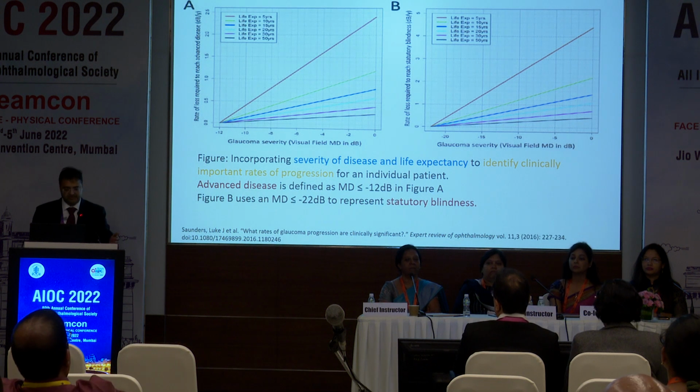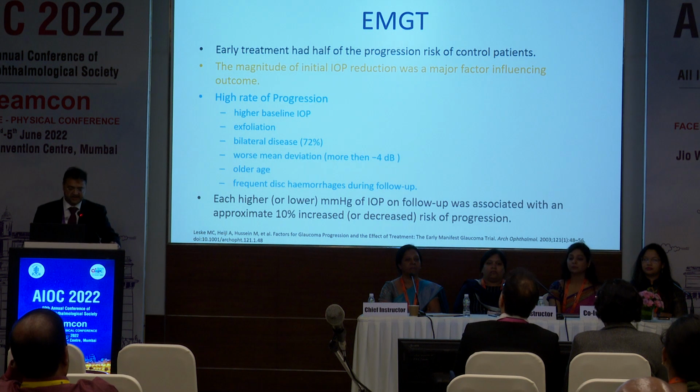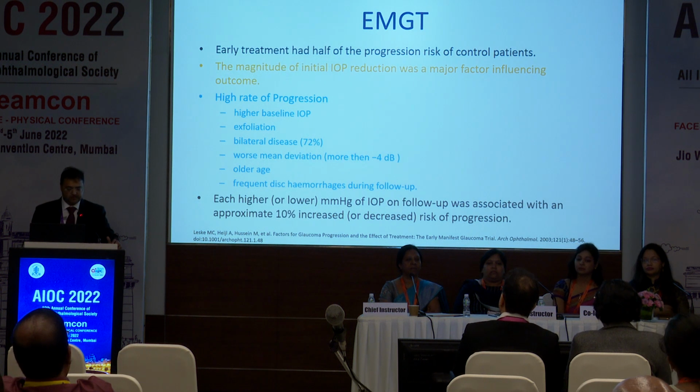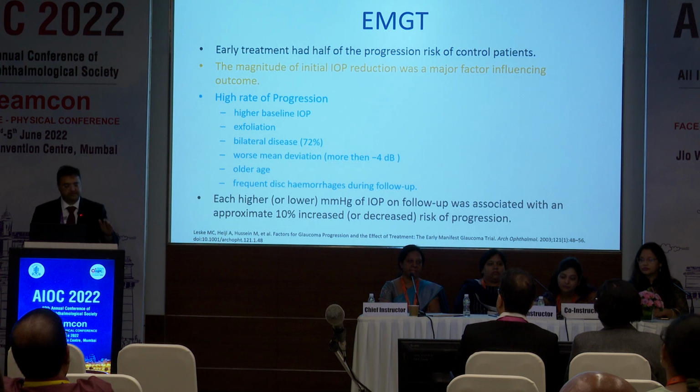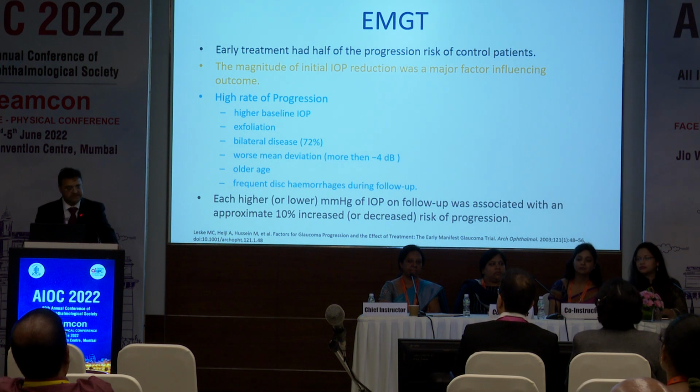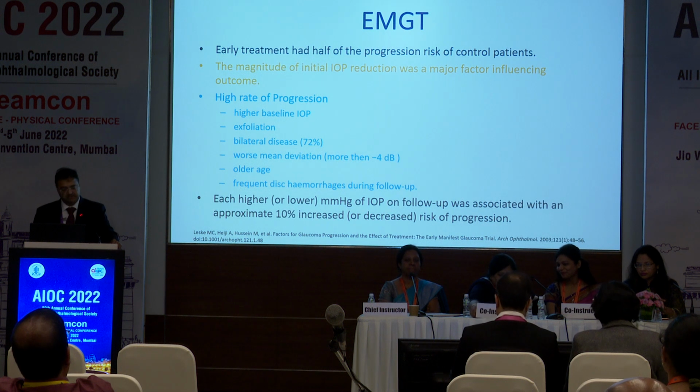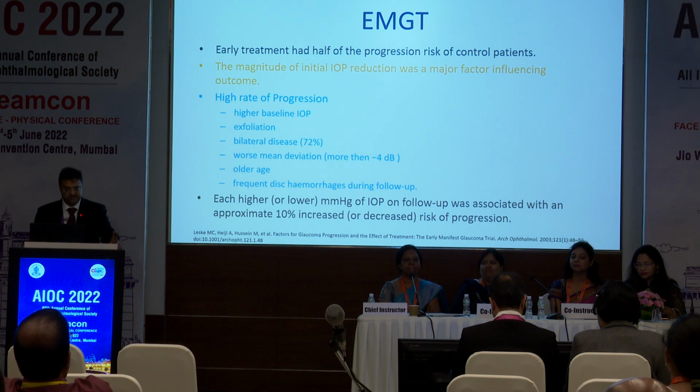So we should know when to change or modify our therapy. According to the EMGT trial, the magnitude of the initial IOP reduction was a major influencing factor. Other factors of high rate of progression were high baseline IOP, exfoliation, bilateral disease, worse mean deviation, that is more than minus 4 decibels, older age, and frequent disc hemorrhage during follow-up. So two things we have to look into in practice. These are all the risk factors for high rate of progression, but what we have to concentrate on more is the frequency of disc hemorrhage and exfoliation. These two are very important factors.